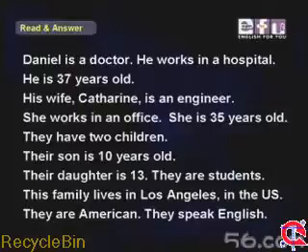They have 2 children. Their son is 10 years old. Their daughter is 13. They are students. This family lives in Los Angeles, in the U.S. They are American. They speak English. Now, listen to the questions, write the answers.